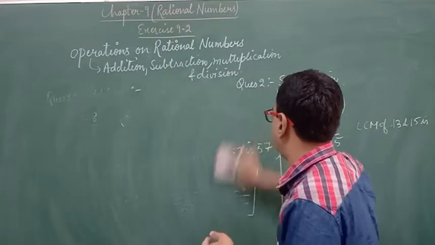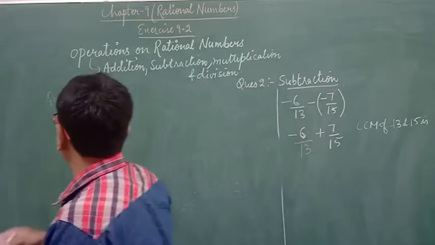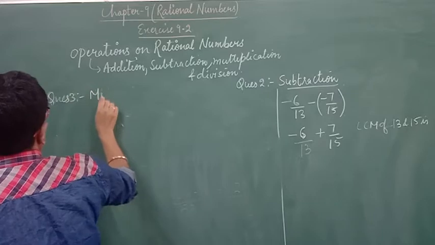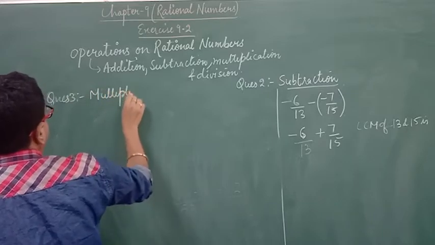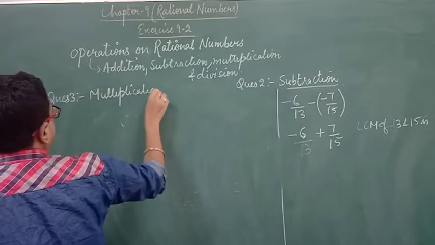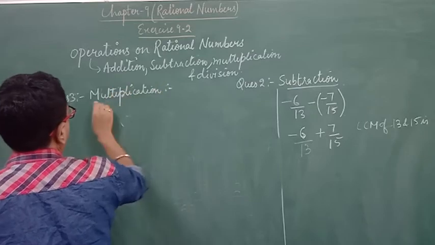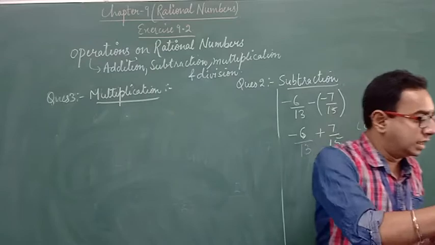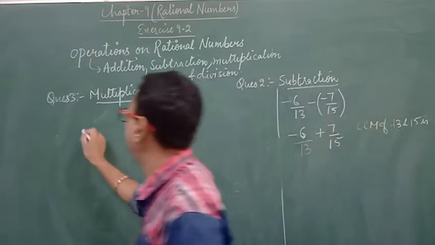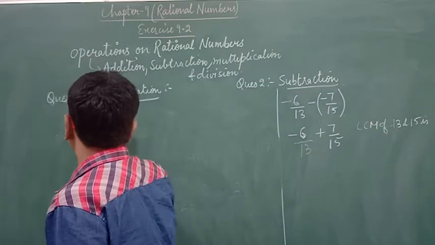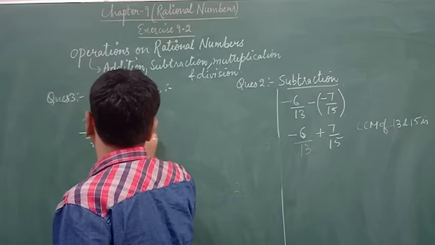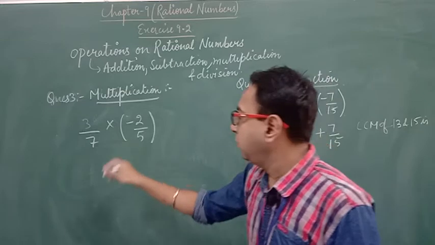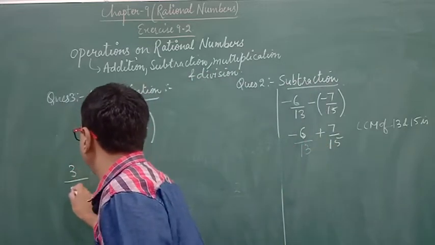I'll take one example again. Question number 3. We are doing the operation multiplication. Let's see how to multiply given rational numbers. I'll take one question. For example, the question is 3 by 7 multiplied by minus 2 by 5. No need to open the bracket in this case, because if you open the bracket, how will you be writing?